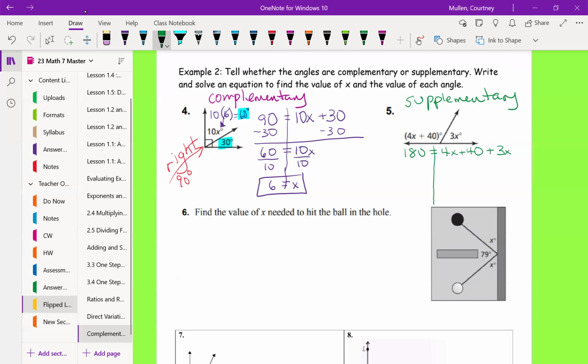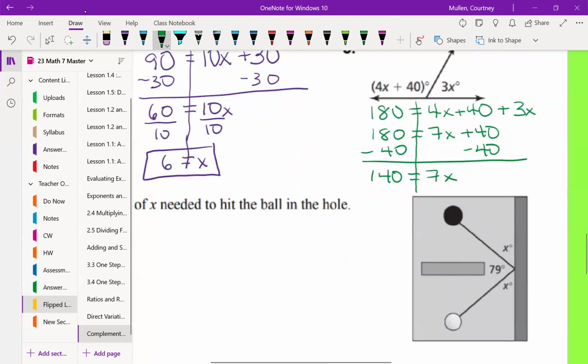Now we're going to combine like terms. 4x and 3x is our 7x. Subtract that 40 from both sides. And finally divide by 7. What's 140 divided by 7? 20. So we've solved for x.